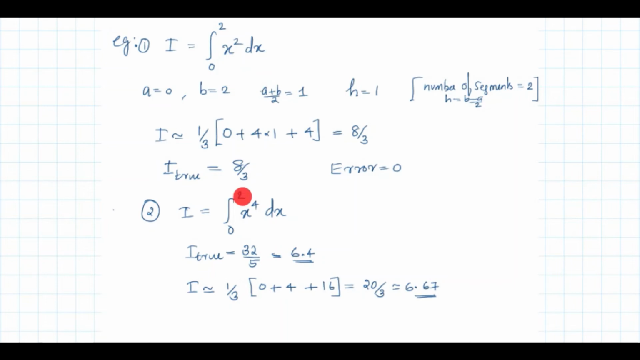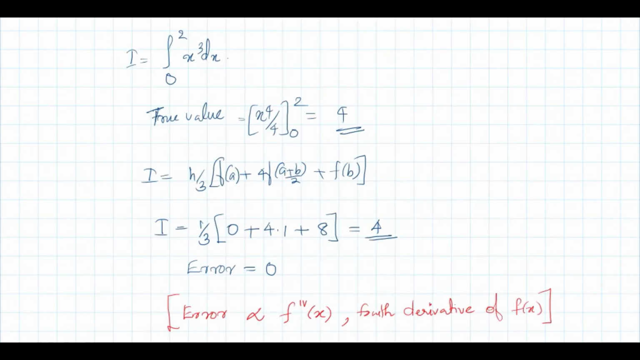What about if you evaluate 0 to 2 x raised to 4 dx? True value is 6.4: x raised to 5 by 5, 2 raised to 5 by 5, 32 by 5, 6.4. Using Simpson's 1/3 rule, you will get 6.67. These are very easy. h is again 1, by 3 into the function value evaluated at the lower limit, midpoint and upper limit. You will get 20 by 3, 6.67. So there is error. If you are considering a polynomial of the order of 4, then you will have error. What about x raised to 3?